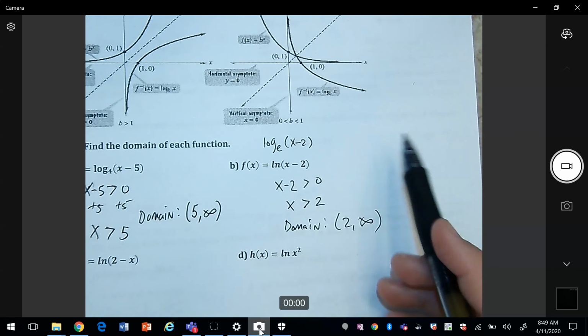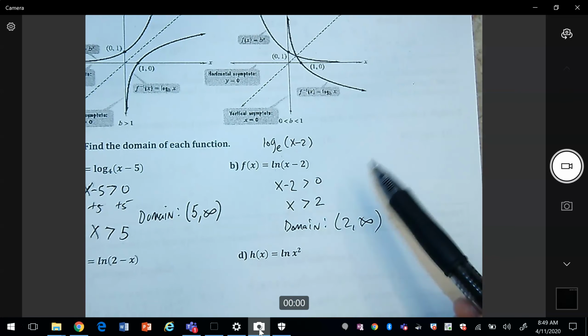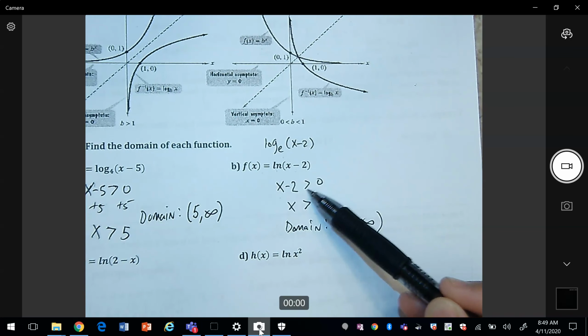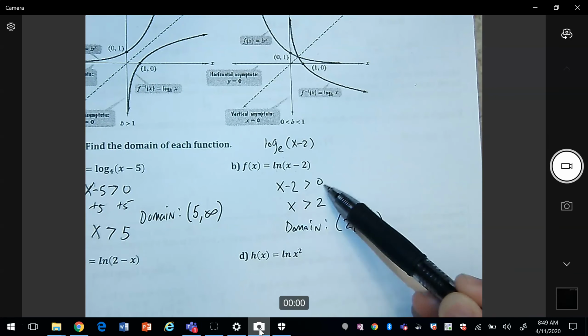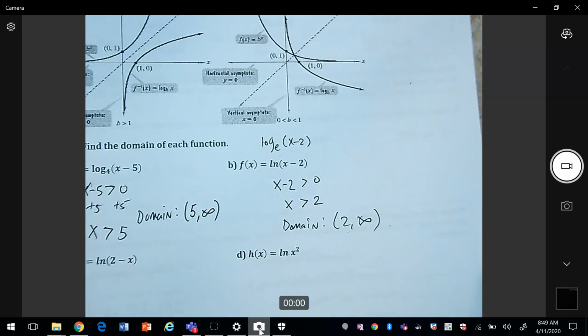And then for b, we have the natural log, which is the same as log base e. We still set the inside parentheses greater than 0. So x is greater than 2, so my domain will be from 2 to infinity.